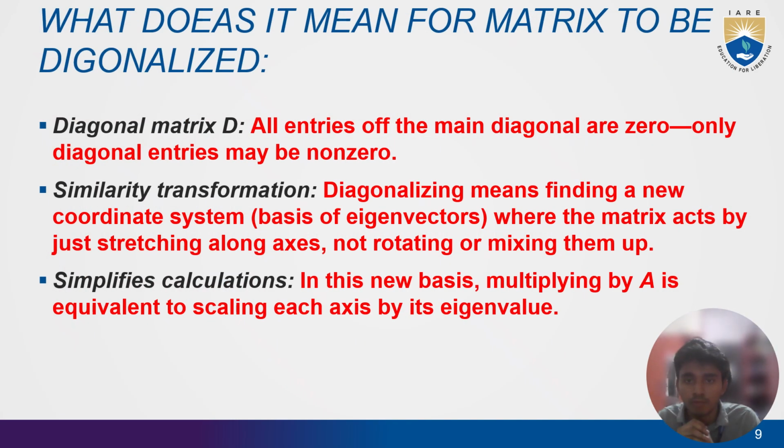What does it mean for a matrix to be diagonalized? Diagonal matrix D: all entries off the main diagonal are 0. Only diagonal entries may be non-zero. Similarity transformation: diagonalization means finding a new coordinate system, a basis of eigenvectors, where the matrix acts as just stretching along axes, not rotating or mixing them up. Simplifies calculation: in this basis, multiplication by A is equivalent to scaling each axis by its eigenvalue.